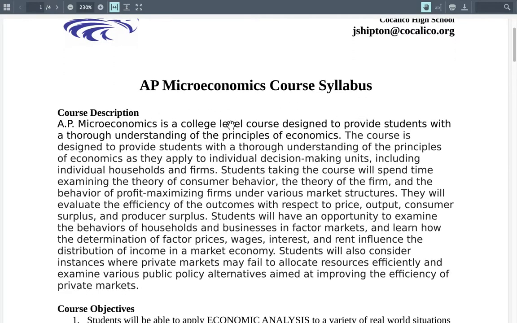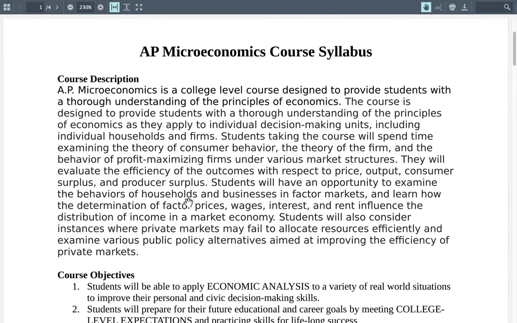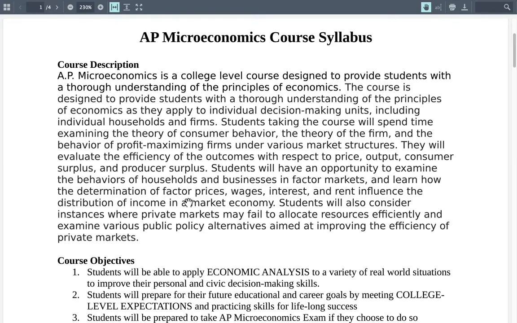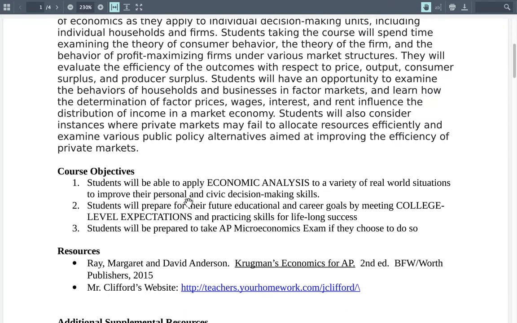You can see this is a college level course, obviously being an AP course, and this is dealing with microeconomics. So we focus more on individual decision making skills for households and firms or businesses. There's a lot of different things involved in microeconomics, so we're going to try and cover as much of that as possible.